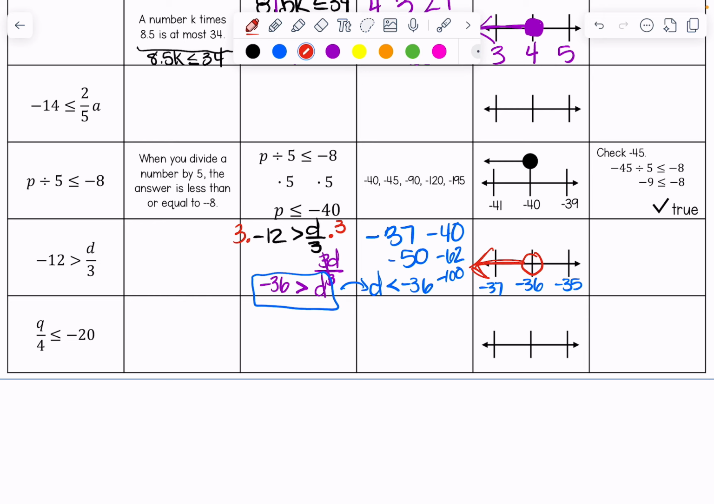So that's a little rundown on how we can solve one-step inequalities as of right now. There's an extra little twist when we multiply or divide by a negative. I'll make a separate video for that.